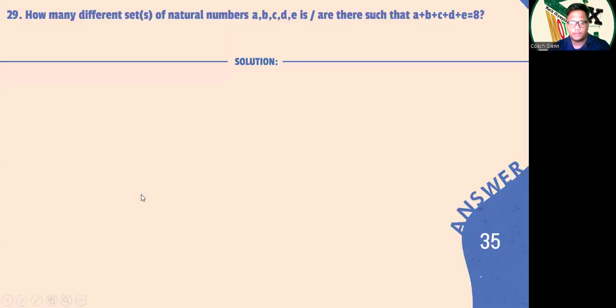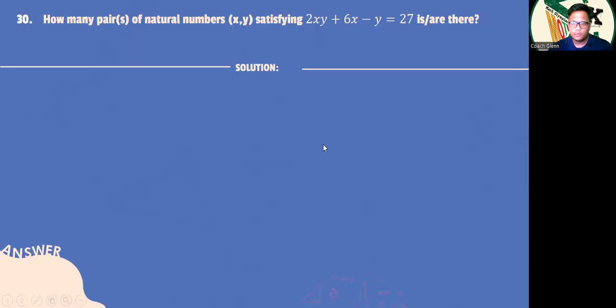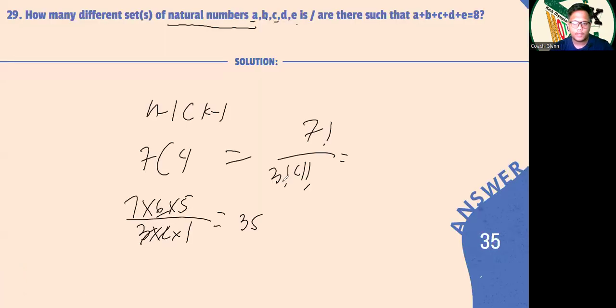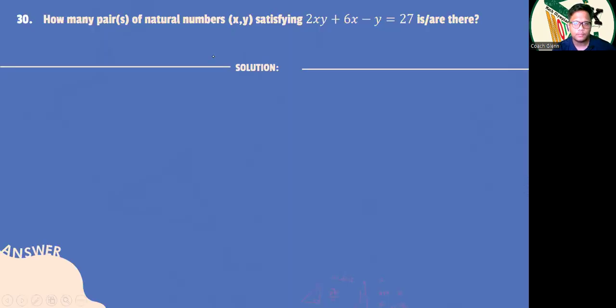How did I get 7? I get 7 from 8 minus 1. N minus 1, choose k minus 1. Okay, let's have the next one.